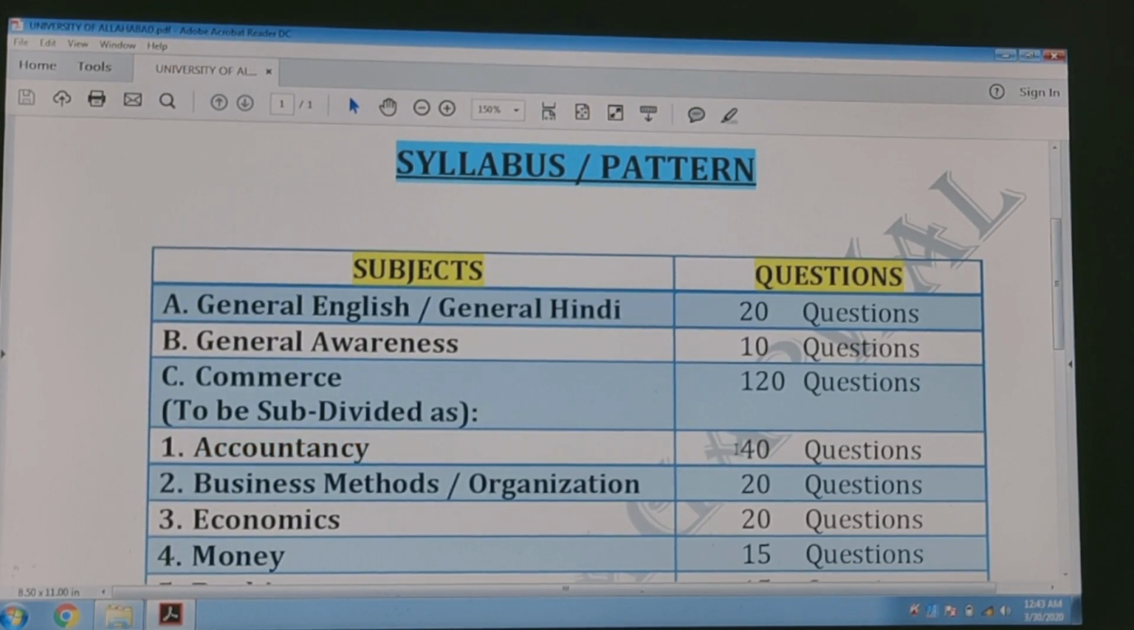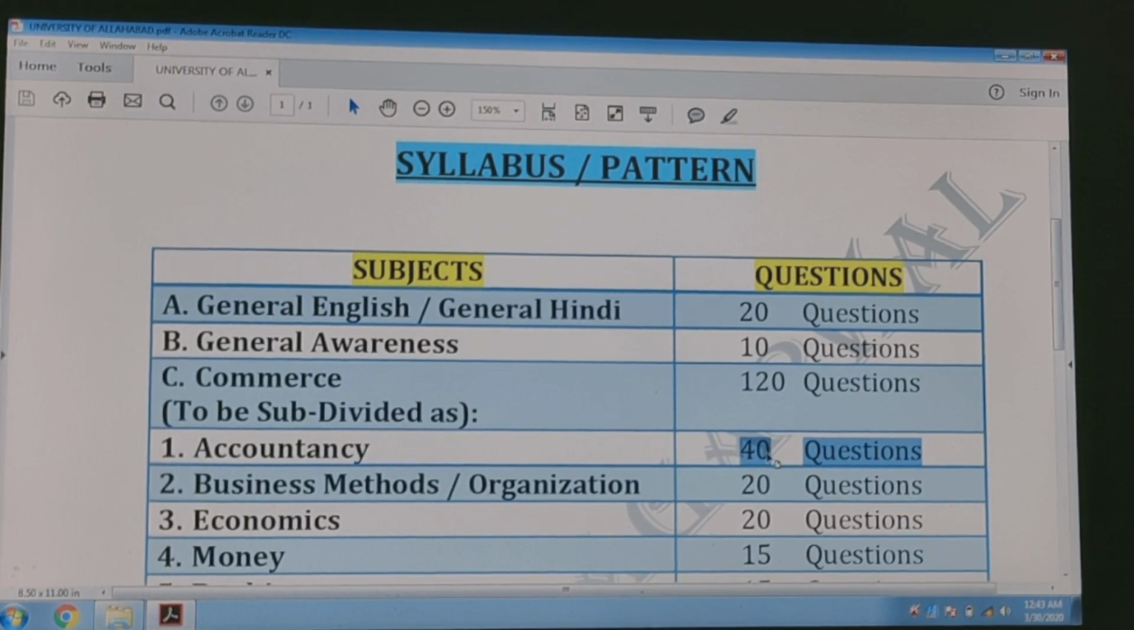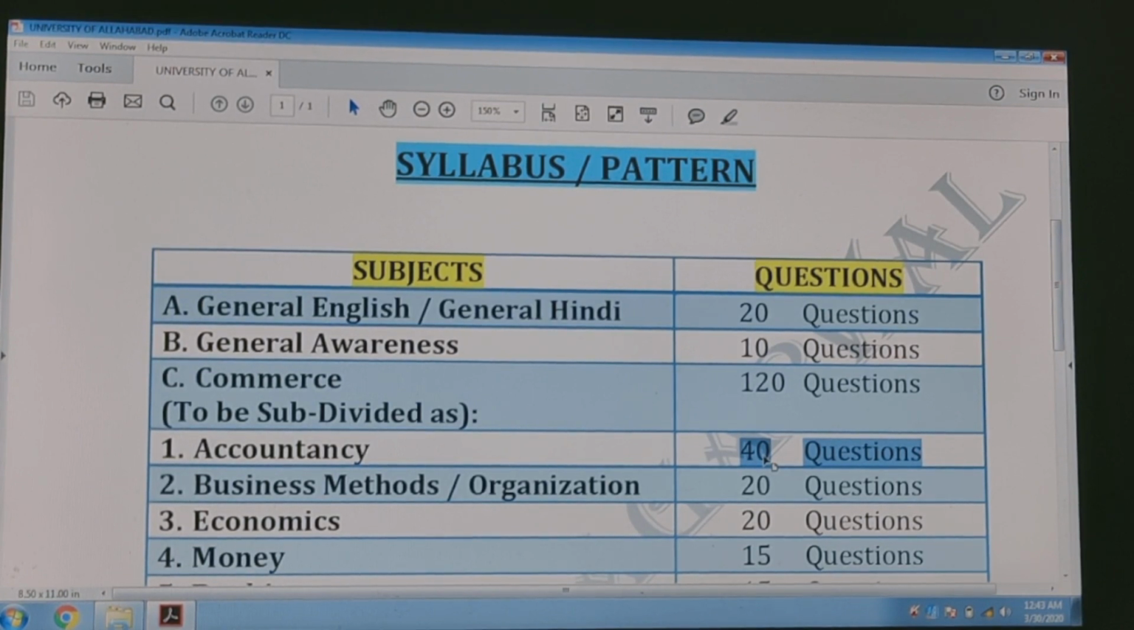That means out of the 40 questions, at least 20 questions will be theory based and 20 questions will be practical based. And the practical based questions are also not going to be very tough. Those will be the simple ones, like in partnership, calculating the new profit sharing ratio, old profit sharing ratio, sacrificing ratio, gaining ratio. These kind of questions are going to come.